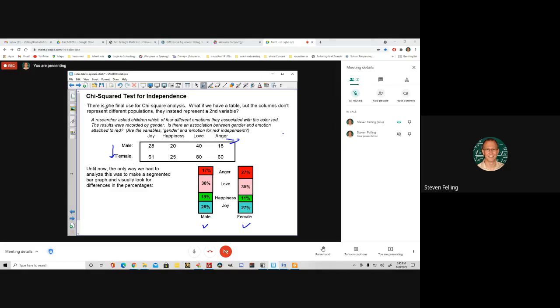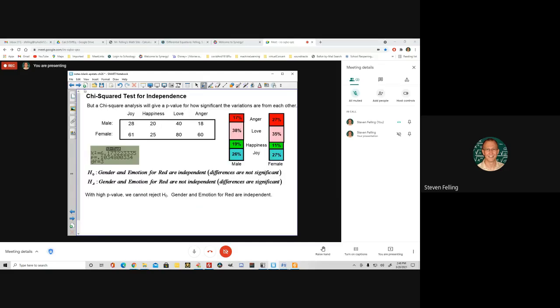Okay, so what's different about a chi-squared test for independence is that we write the hypotheses differently, right? We would say for the null hypothesis, the variable gender and emotion for red are independent, meaning that these differences are not significant. And then the alternate one that would be noteworthy would be gender and emotion for red are not independent, or emotion for red depends on gender, or some wording like that, where the differences are significant. But the way we actually conduct the test is exactly the same as we would do for homogeneity.